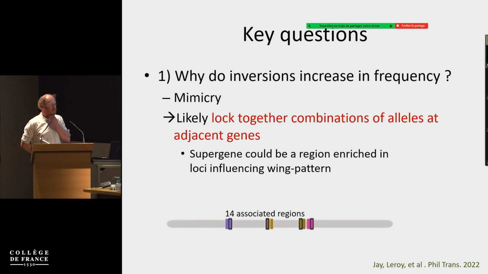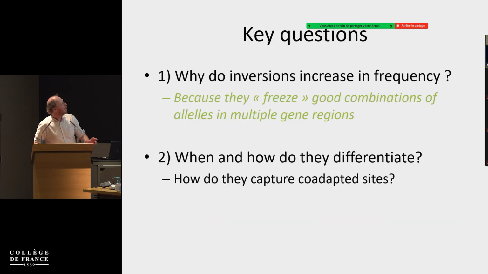So yes, there is evidence of coadaptation between these loci within the supergene, and we found 14 associated regions. This is an association study, so there could be other effects increasing, perhaps artificially, the number of regions we find. Some of them might be false, so it might decrease, but we still have association with very distinct gene regions within the supergene. So yes, they freeze good combinations of alleles.